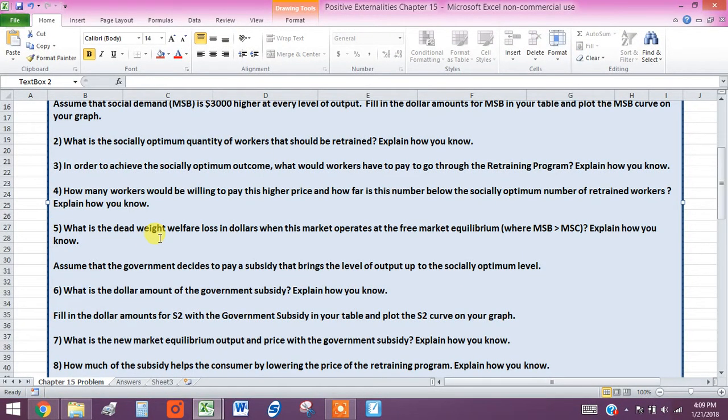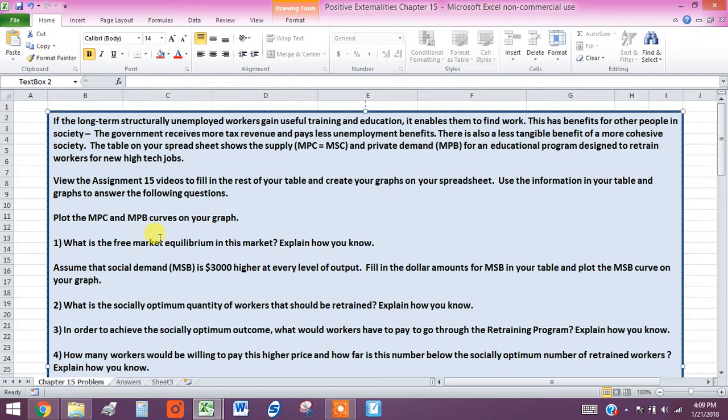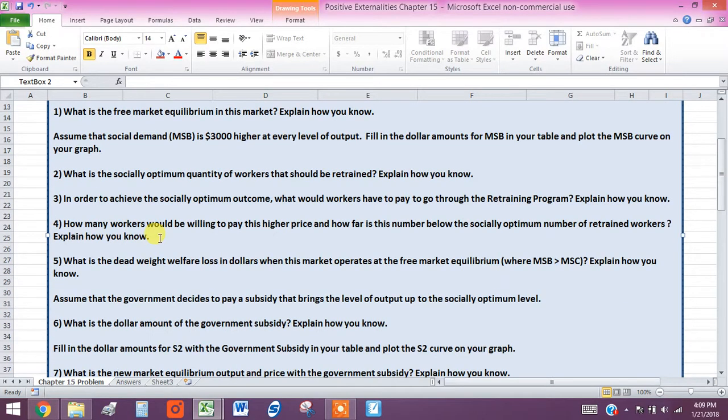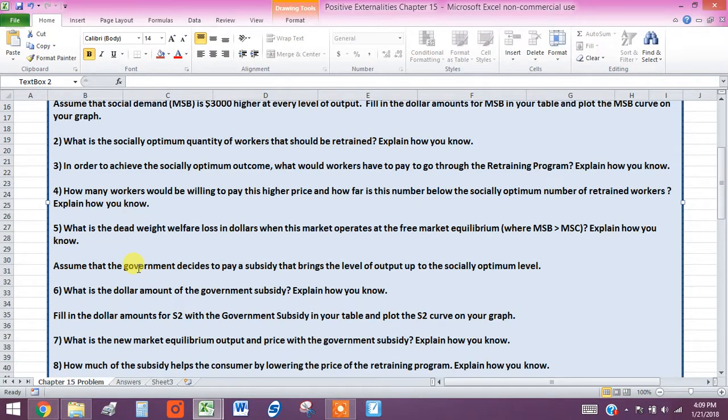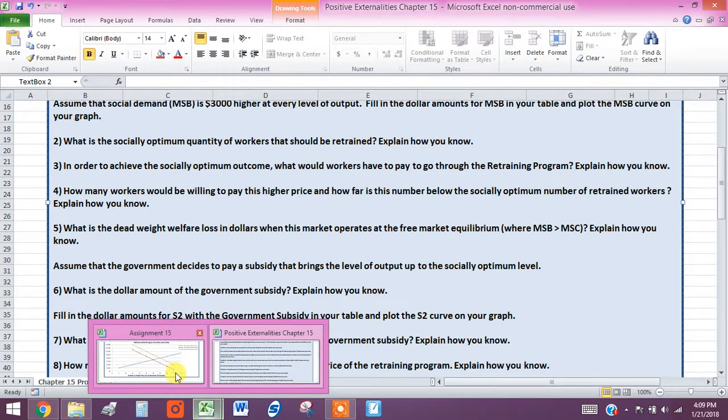Hi guys, we're picking up our homework for chapter 15 at question 5, where I'm asking you, what is the deadweight welfare loss in dollars when this market operates at the free market equilibrium, where marginal social benefit is greater than marginal social cost? Explain how you know. Okay, so let's go look at our graph and we'll figure this out.